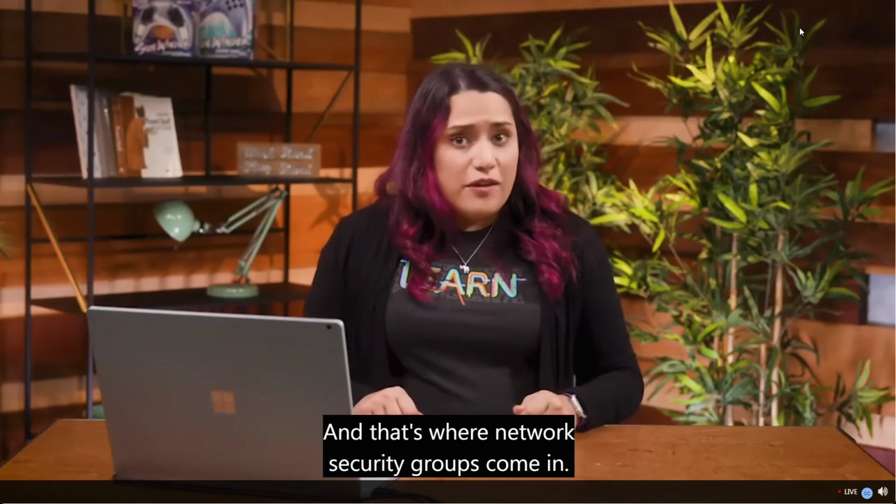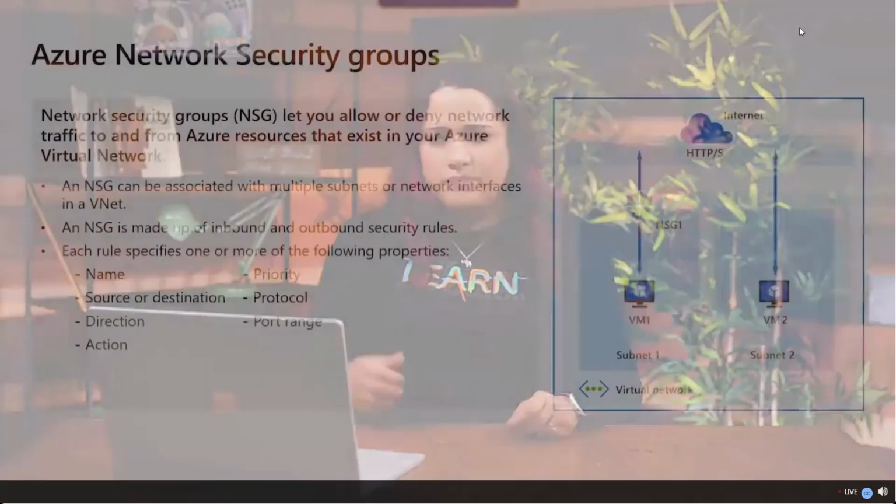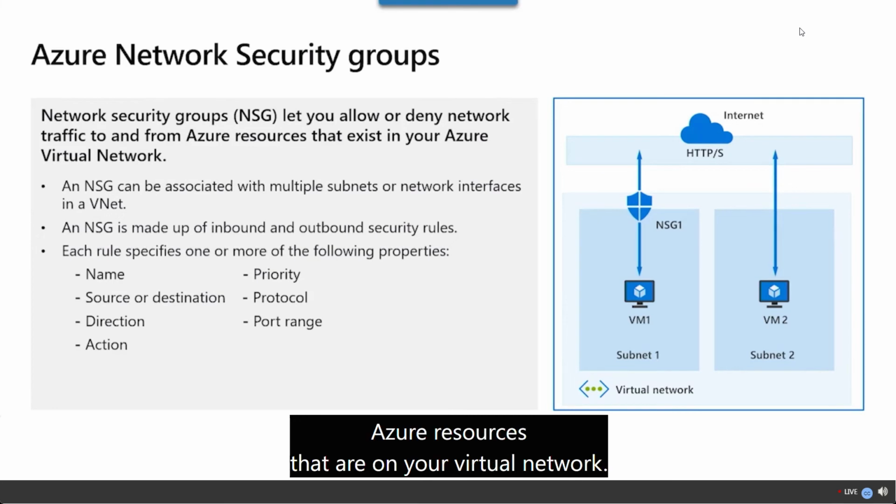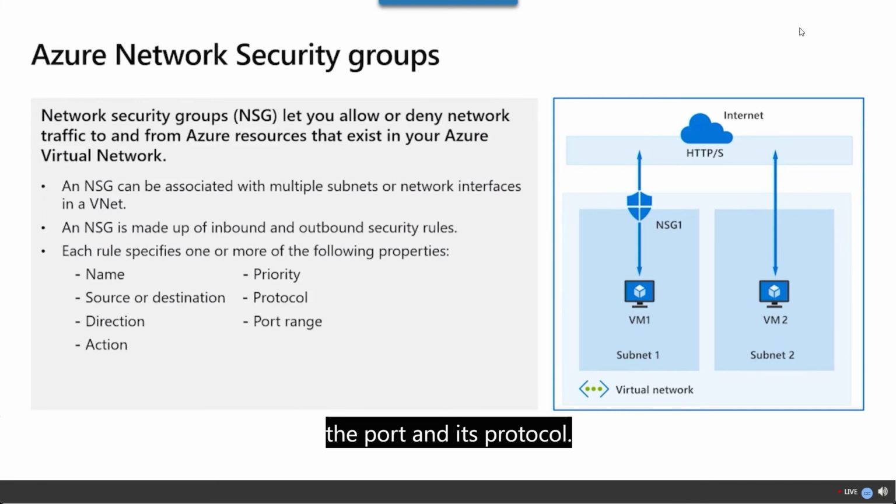And that's where network security groups come in. A network security group, or an NSG, allows you to deny or let in traffic from your Azure resources that are on your virtual network. The way it does this is by evaluating 5 different areas. It looks at the source, the source port, the destination, the destination port, and its protocol.